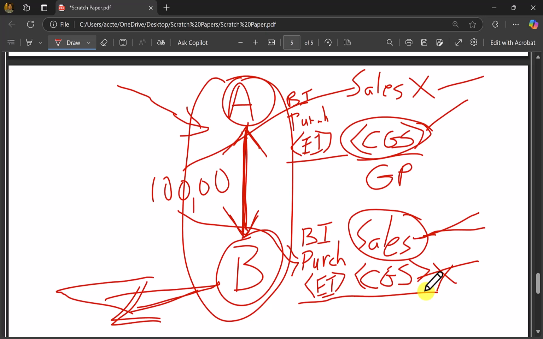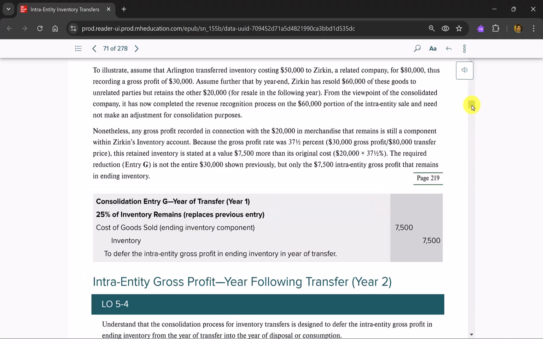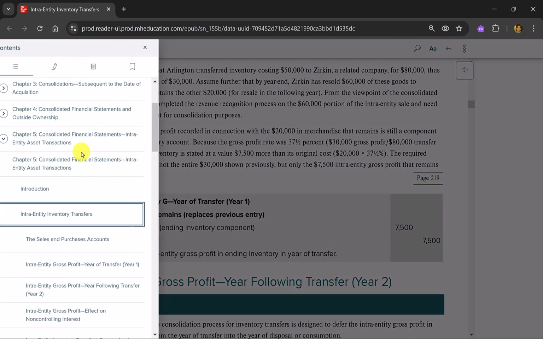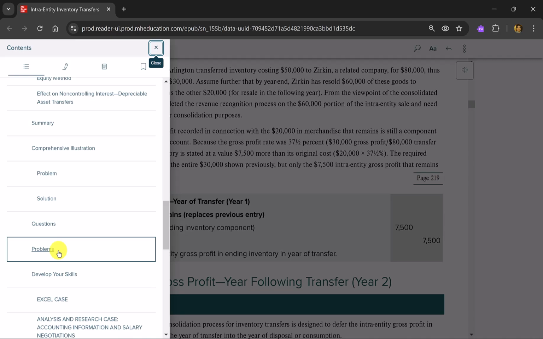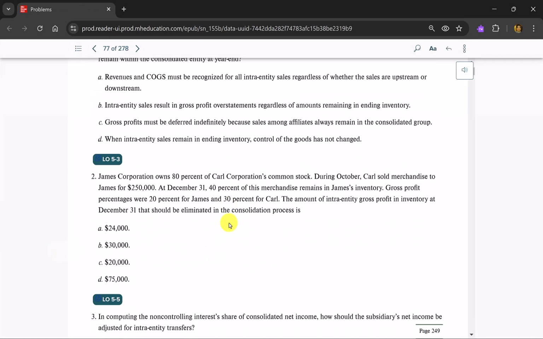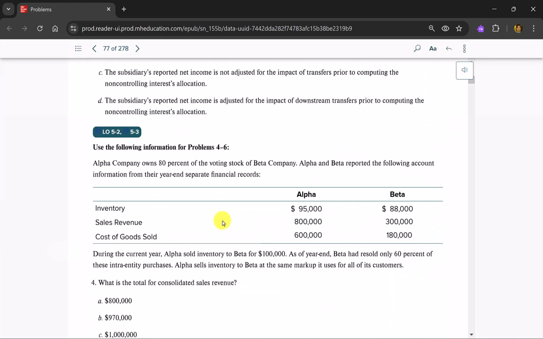Okay, so I guess not confusing us anymore, let's take a look at the homework problems. So in our textbook, here at the end of the chapter, the problems are problems 4, 5, 6. Yeah, it may be labeled differently in our assignment, in our Connect assignment.